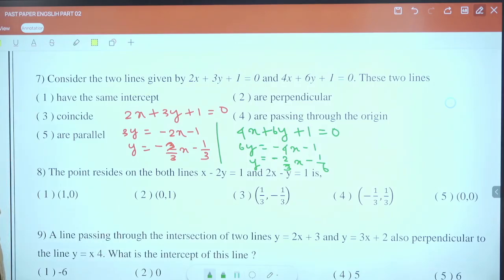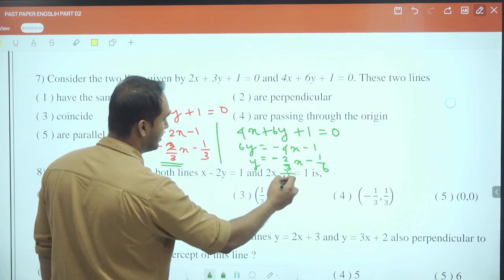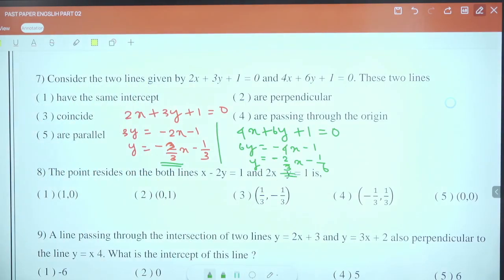The fourth one, are passing through the origin, which means a 0. Is it? No. Are parallel. That is correct, because these two are equal. So the answer is 5. Understood it? Take a quick note.